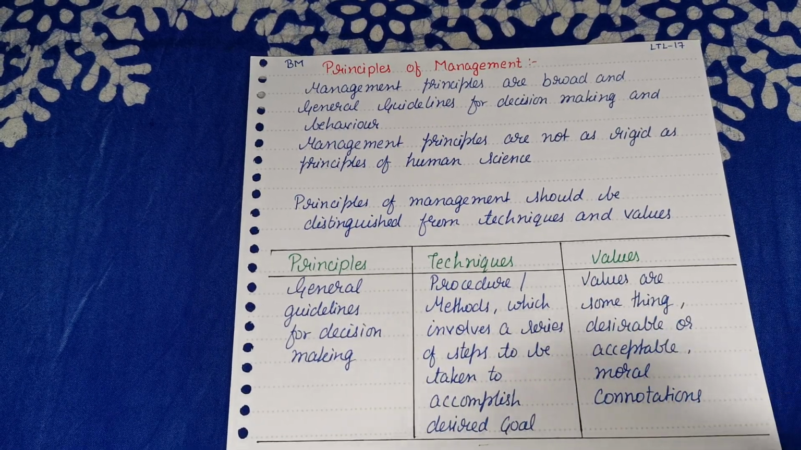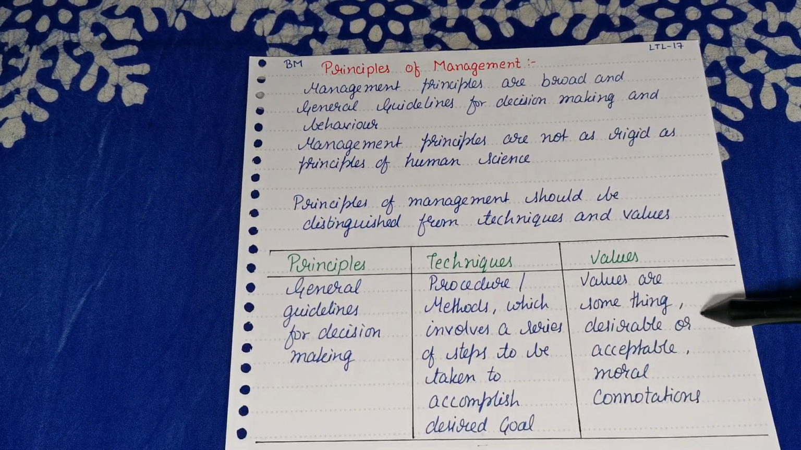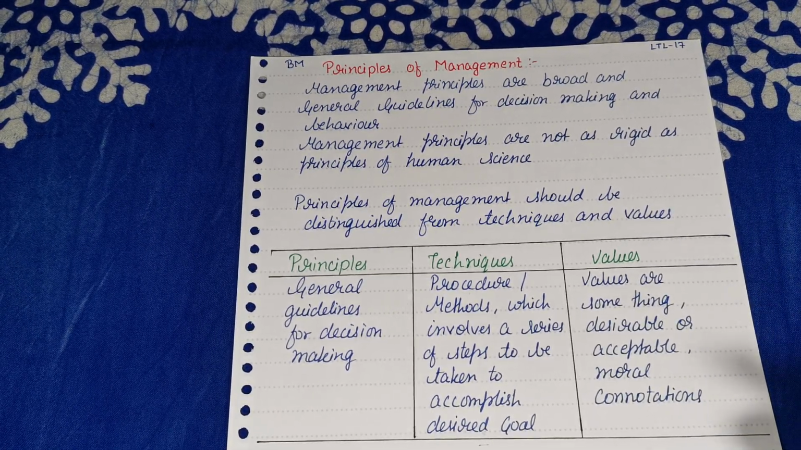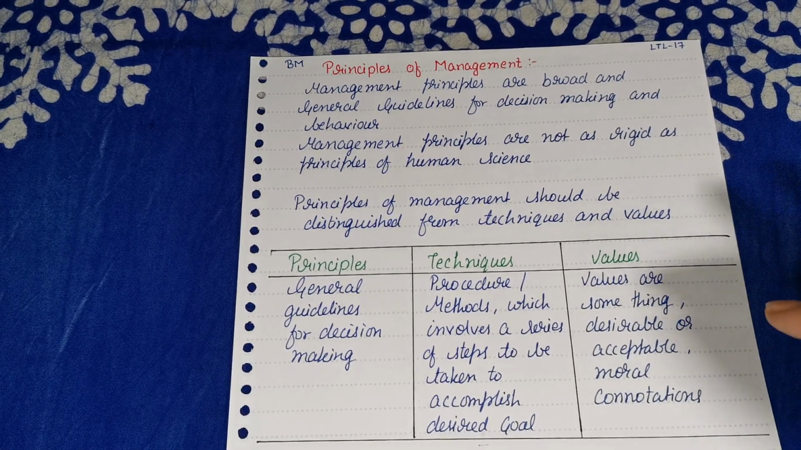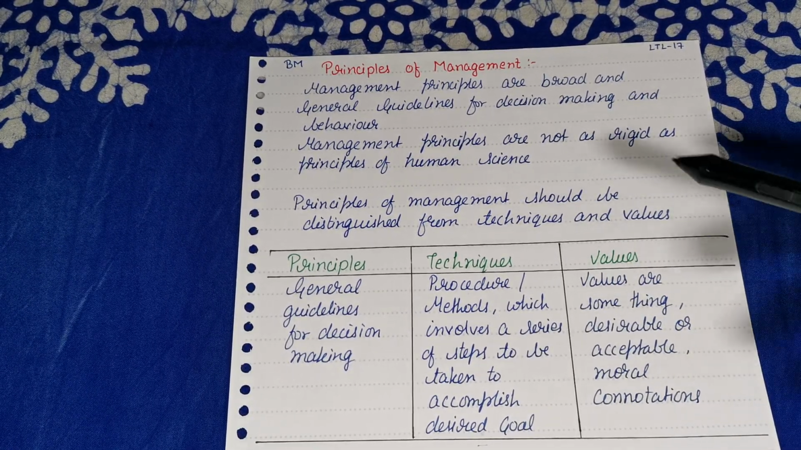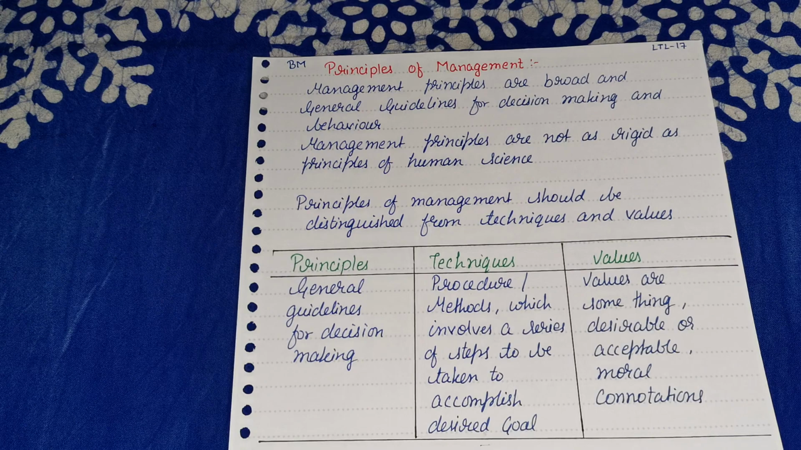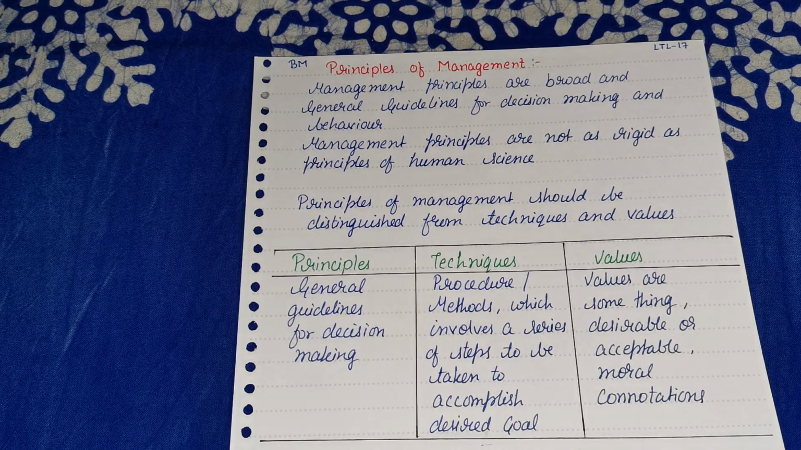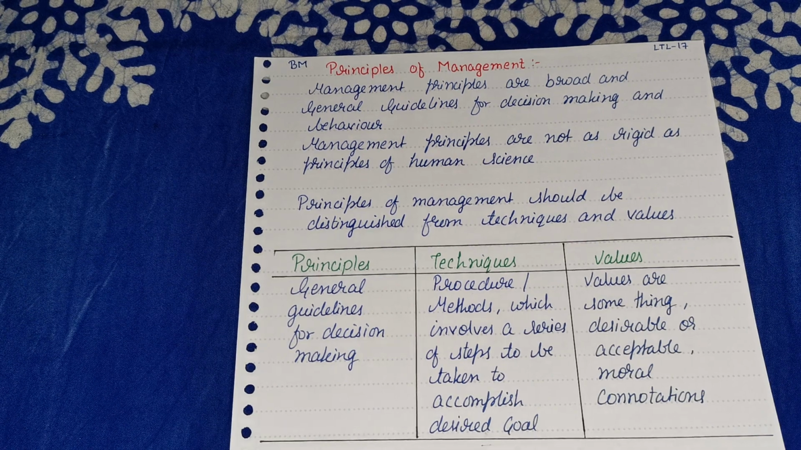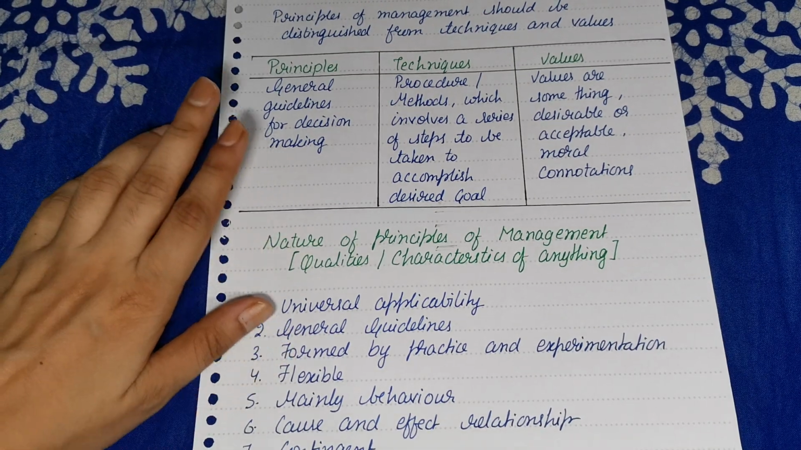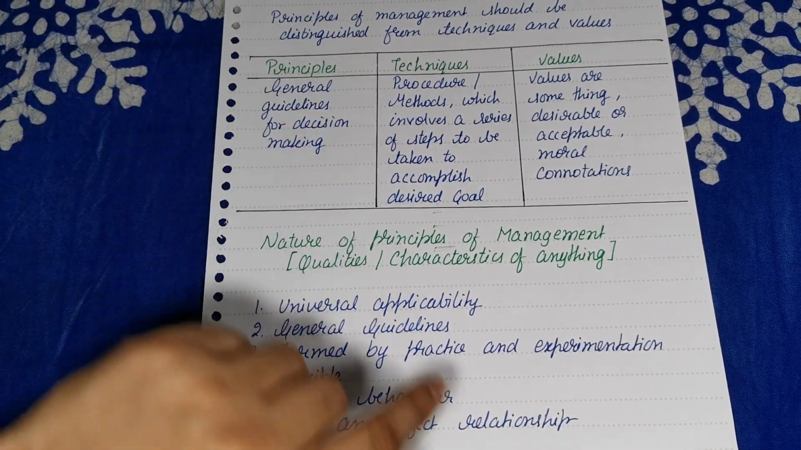And the last is values. Values are something desirable or acceptable on moral grounds, or you can say ethically right, that is related to right and wrong. So values are different from principles. Now I think you have got an idea of what principles are, what techniques are, and what values are. These three are independently different from each other, though highly related, but totally different from each other, right?